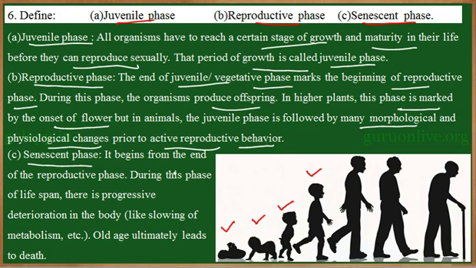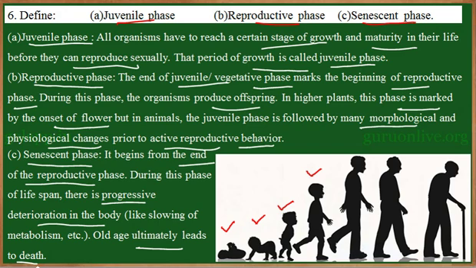Senescent phase, the last part of the lifespan, begins from the end of the reproductive phase. During this phase of the lifespan, there is a progressive deterioration in the body. Old age ultimately leads to death. So senescent is the last phase in the lifespan where the cell slowly loses its function, slowly loses the ability to do its normal function, which cannot be reversed back.